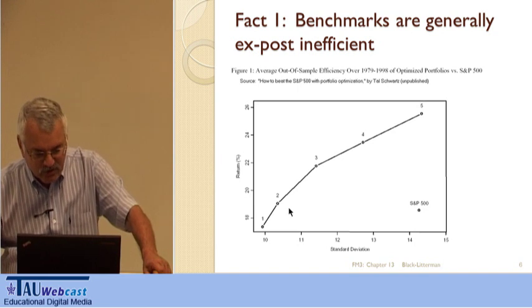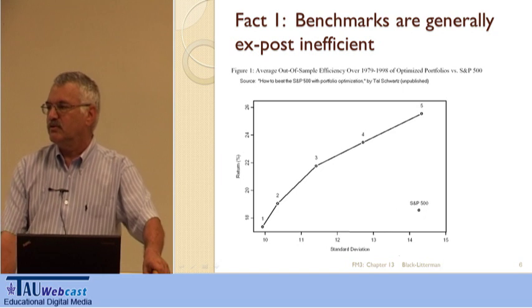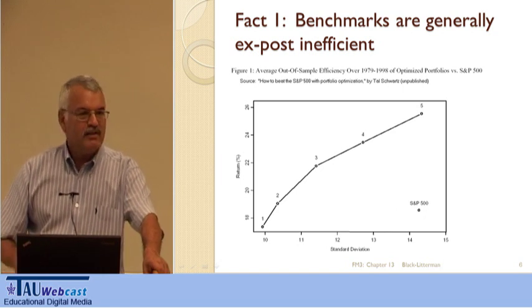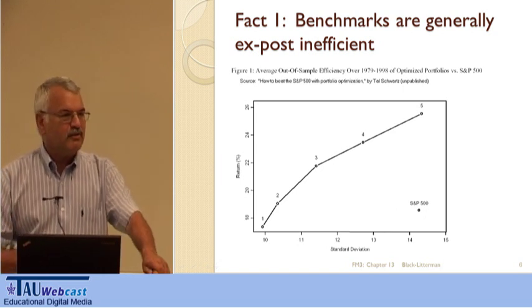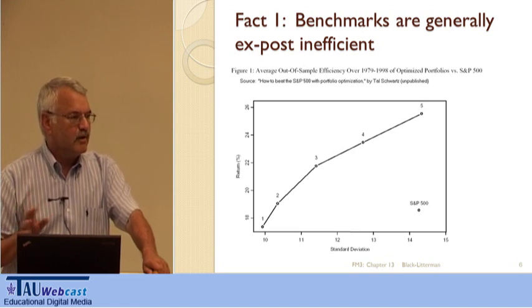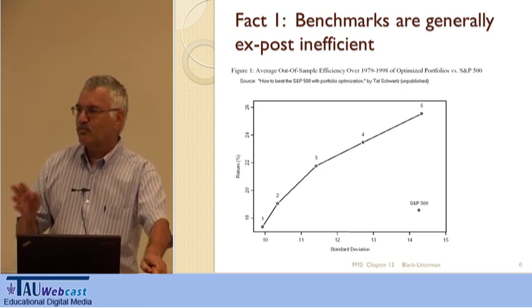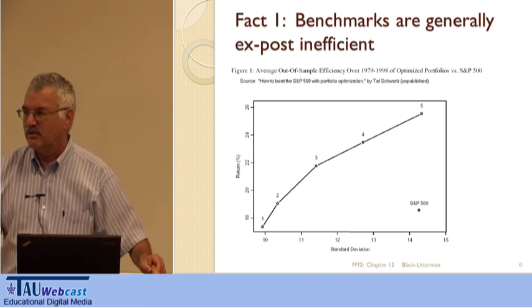Here's the efficient frontier. And then he said, where is the S&P 500? And the answer is, the S&P 500 is inside the efficient frontier. Okay, so what does that prove? Well, that proves that you could improve your performance over the S&P 500.